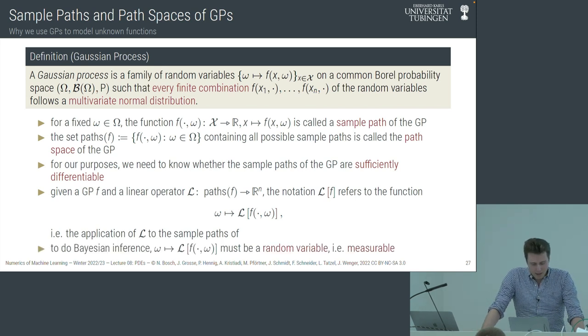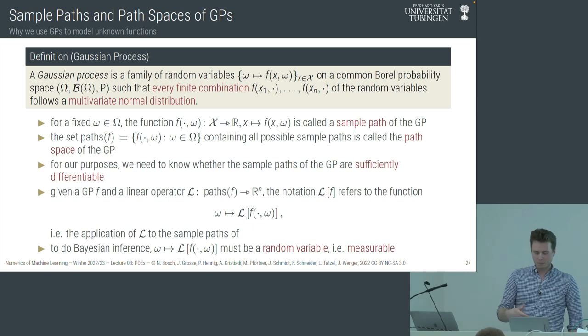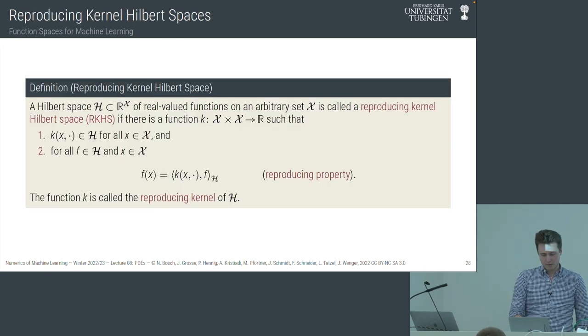And I already said that this is exactly the thing that needs to be a random variable. This needs to be measurable, because we condition the GP on the fact that this has a certain prescribed value, right? So yeah, this better be measurable. Again, not really going into details here.